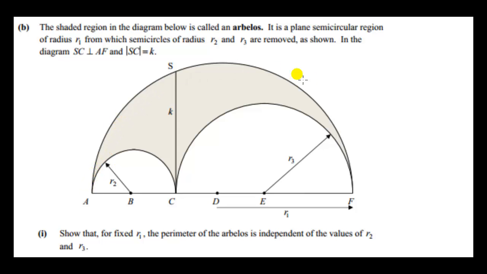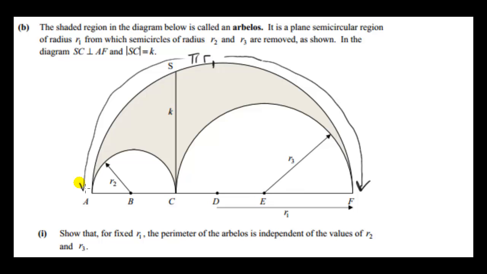Okay, so part of the perimeter of the Arbelos is the distance all around this semicircle of radius r1. Now the distance around a full circle of radius r1 is 2 pi times the radius. That's a full circle. But if we just want the distance of A to F, we have to get half of this. That's just pi times r1. Okay, so I'll indicate that on the diagram. So this distance is pi times r1. So this is the distance as far as from F to the point A.